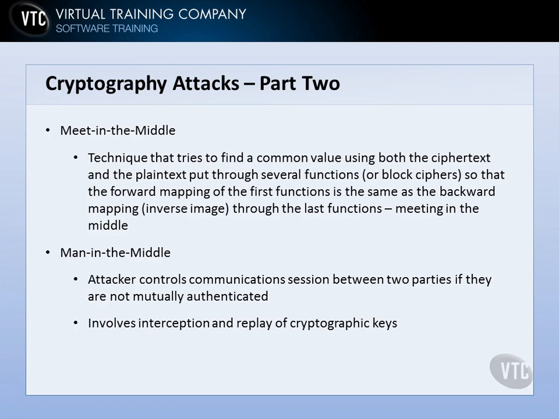For example, when you're trying to buy something from Amazon.com or some other online merchant, the server is typically authenticated to the client because you want to make sure that you're giving your credit card information to the correct server, for example. But the server does not necessarily authenticate the client. You can be coming from anywhere. So in those situations where they're not mutually authenticated, an attacker could conceivably insert themselves in the communication session. Both the sender and the receiver may think they're talking to the correct party, but they're actually talking to the hacker. Typically this involves the interception and replay back and forth of cryptographic keys, like digital certificates, for example.